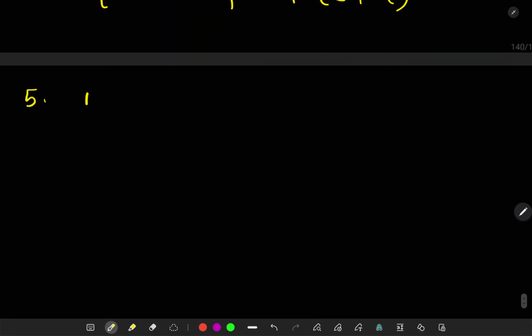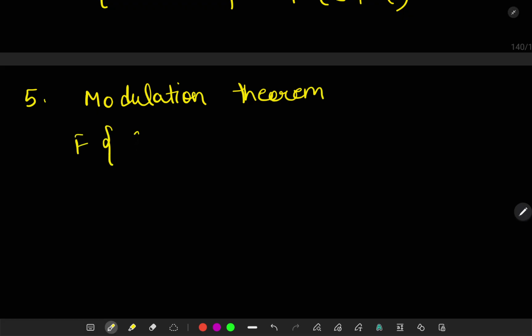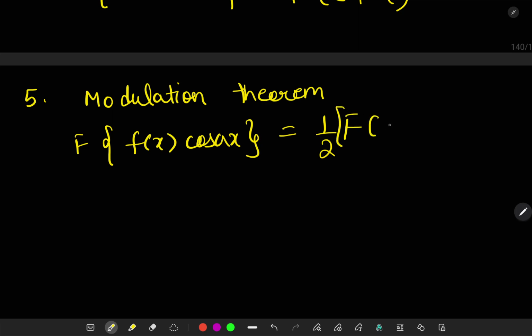Now fifth property, modulation theorem. Fourier transform of f of x cos a x equals to 1 by 2 times Fourier transform f of s plus a plus f of s minus a.